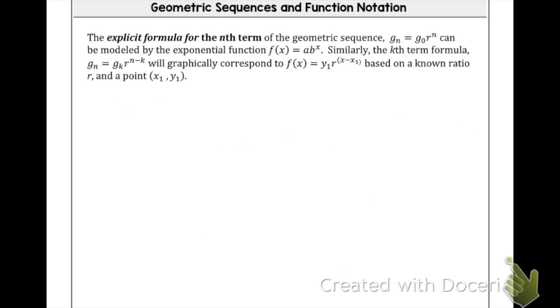Okay, so now we're going to do the same thing as we did with the arithmetic in example 11. We're just going to take it to the explicit form. So remember, our explicit form is going to be either your g naught times r to the n, which sometimes as a function, we've seen as a times b to the x. Or if we don't have the first or the second term, we can start with whatever term we want. So we just need to make sure in that exponent we do our n minus our k, which graphically corresponds to this function right here, y sub 1 times r to the x minus x sub 1, based on a known ratio and your point of x1, y1.